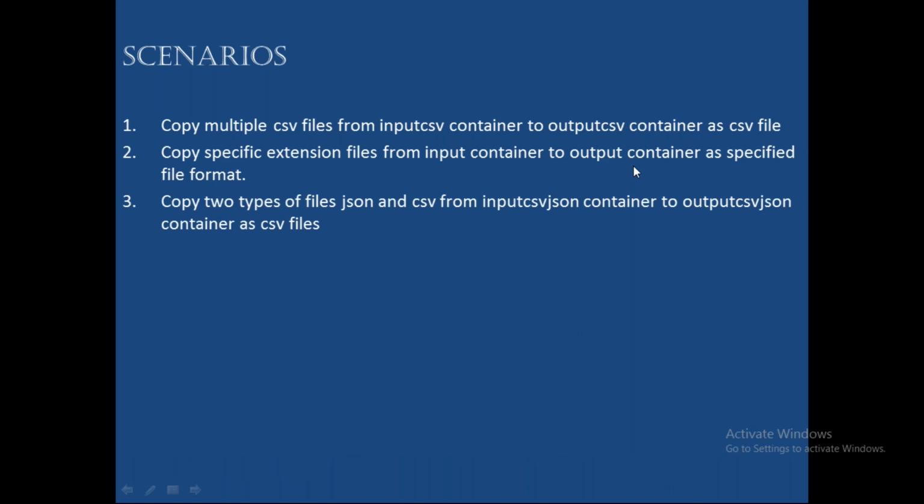Then let's say you copy two types of files, JSON and CSV, from the input CSV JSON container to the output CSV JSON container as CSV files. In this scenario, in the same container I have a JSON and a CSV file. My requirement is that it doesn't matter what my source is, whether CSV or JSON, when I load these two files into my output container, both should be converted into CSV. Here we have one JSON and one CSV. When I move these two files into the output container, I am going to see both in CSV file format, and the content will be the same. Whatever content we have in JSON will be converted into CSV format, and the CSV file will be loaded as is. This scenario also we'll cover today.